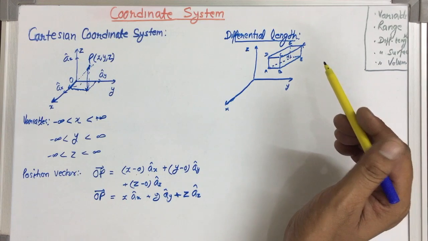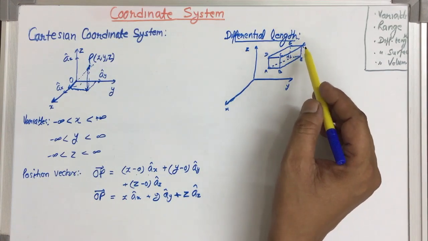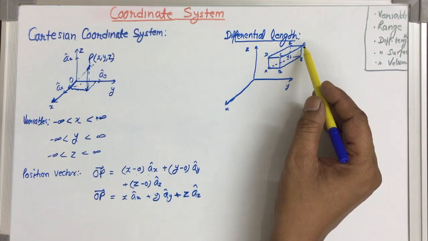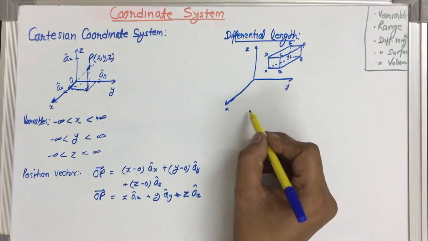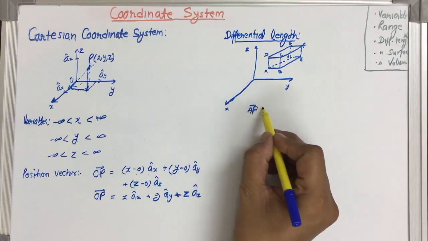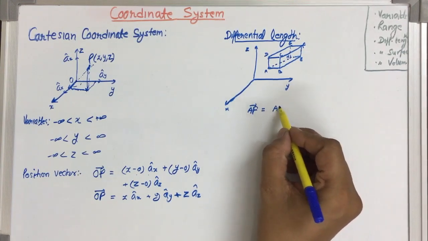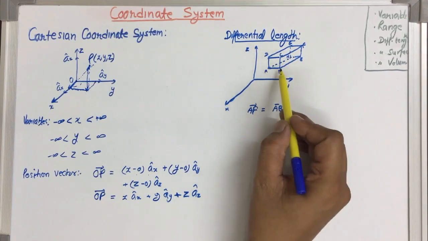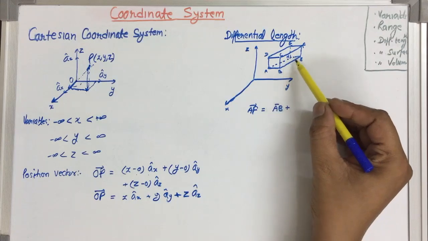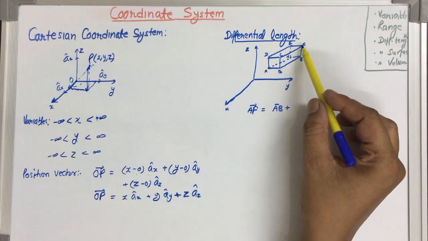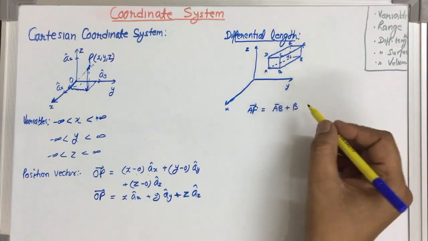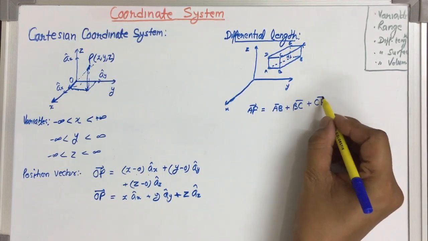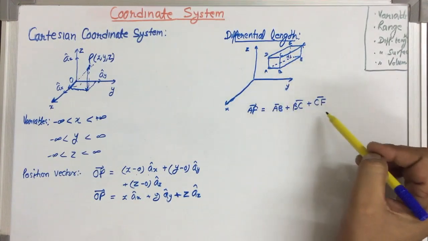Okay, so take anyone. No, moving from A to G is not sufficient. Move from A to F to cover full object. So AF can be written as AB plus BC plus CF. So AF can be written in this form.